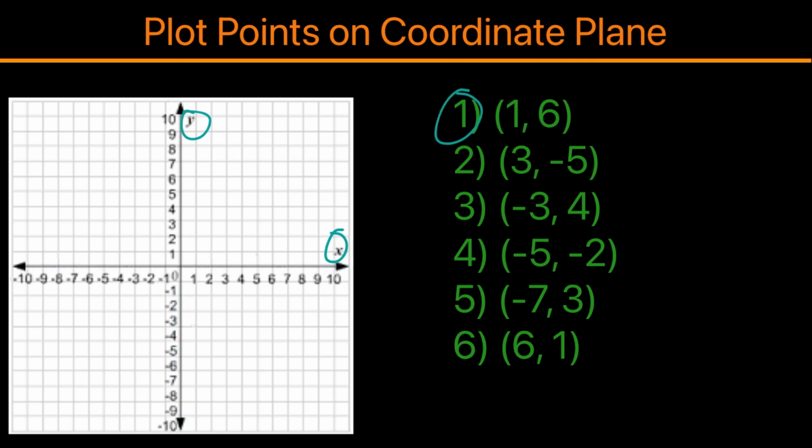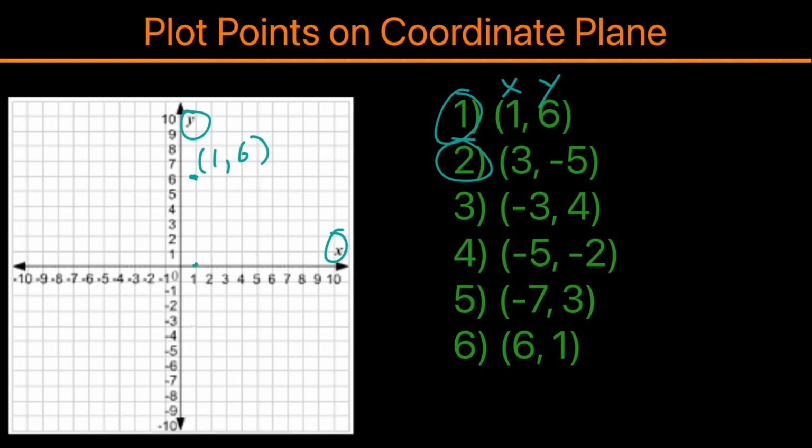So for our first example, we have 1 and 6. So 1 would be the x value and 6 would be the y value. Looking at the graph, we have 1, then we want to go up 6, and that's where we will plot the dot. This would be (1, 6).